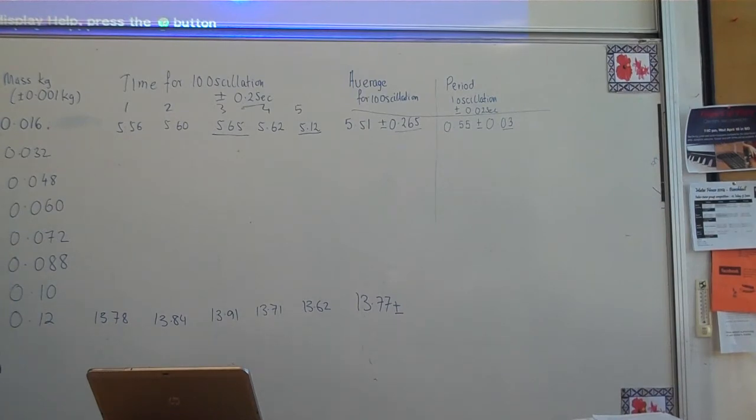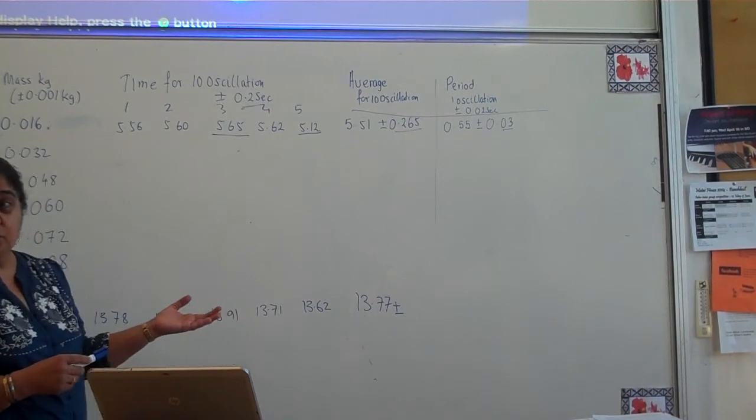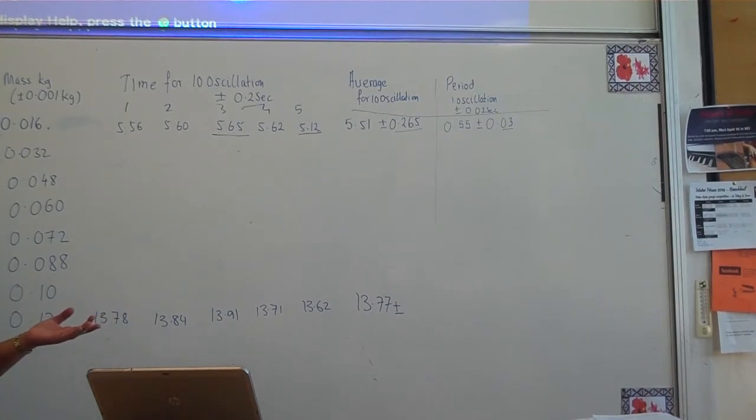0.1. 0.1. And how did you do it? Max minus minimum, divided by 2. So half the range. Do you all agree with 0.1? Yep.